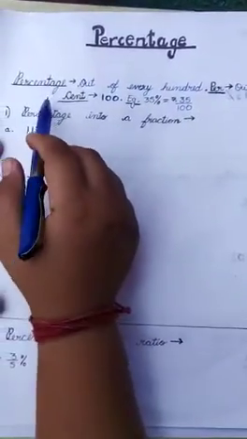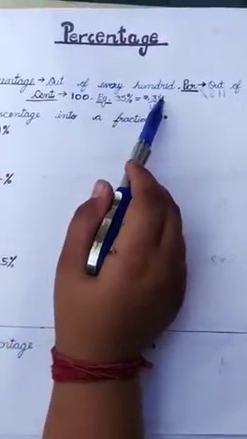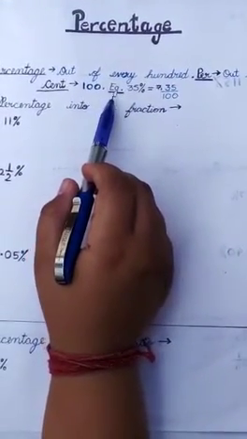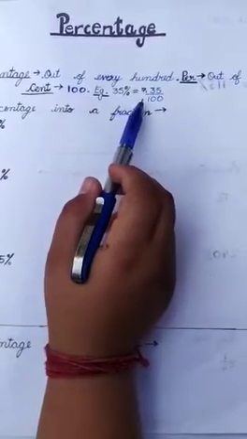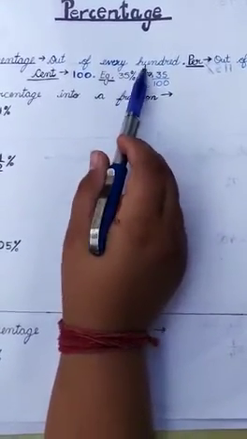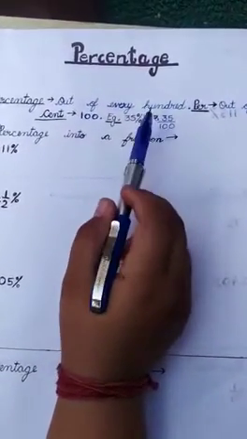What does percentage mean? Percentage means out of every 100. Per means out of and cent means 100. For example, 35% is 35 upon 100, because 1% is out of every 100. So it is 35 parts out of 100.